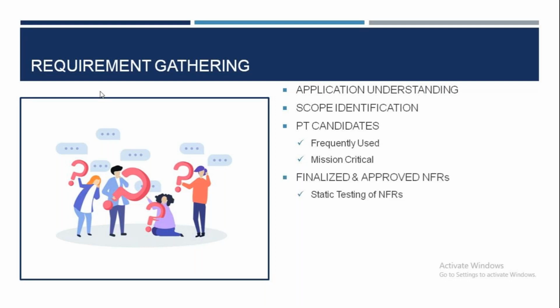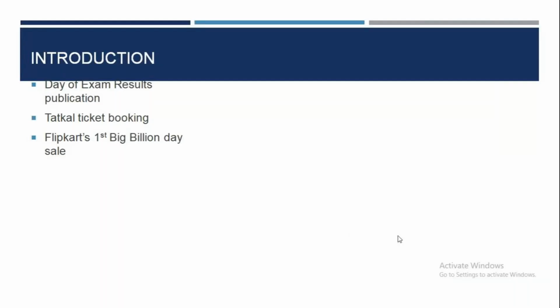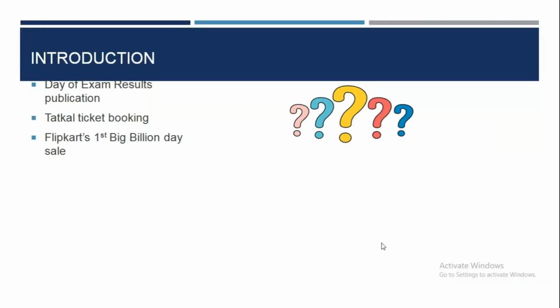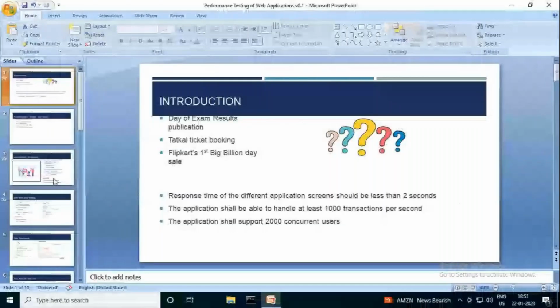Next, NFRs. In the previous session, I had given you some hints about how the non-functional requirements will look. The application shall be able to handle at least 1000 transactions per second. Response time should be less than 2 seconds. Applications shall support 2000 concurrent users. So these are different examples of NFRs.